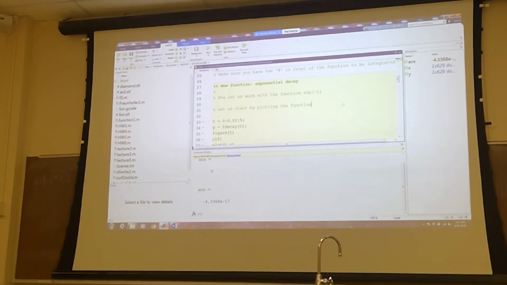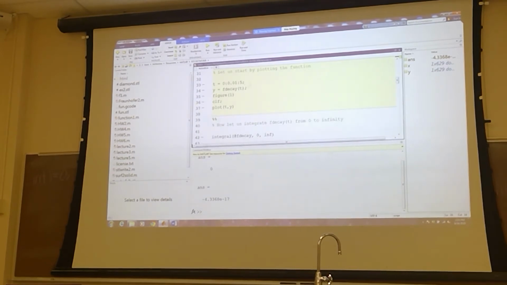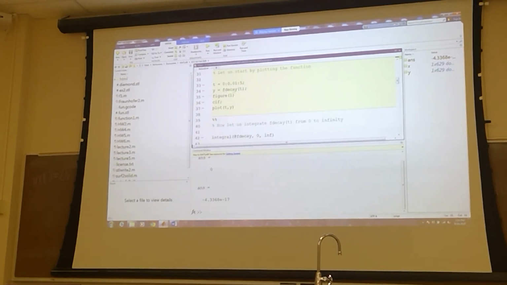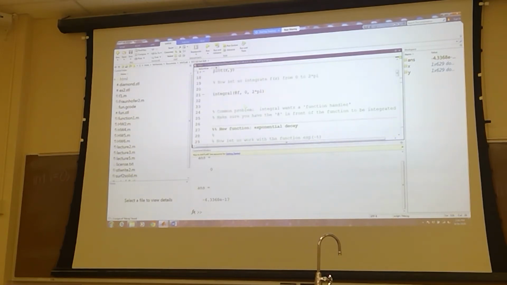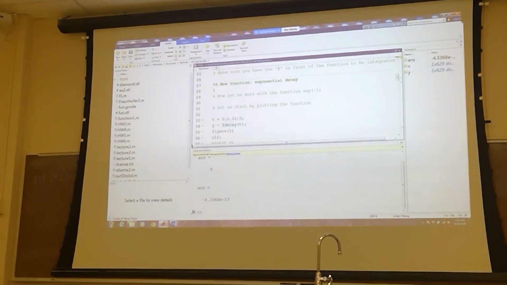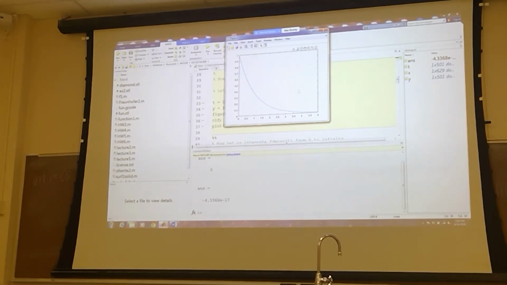Let's start by plotting this. So I'll plot from 0 to 5. I created a function f decay of t, and we'll plot it. But what's that function? Sitting here, y is equal to exponent minus t. Pretty simple. So if I run it, I get this nice exponential decay. That's what happens in a capacitor.